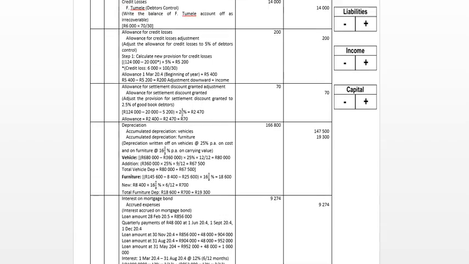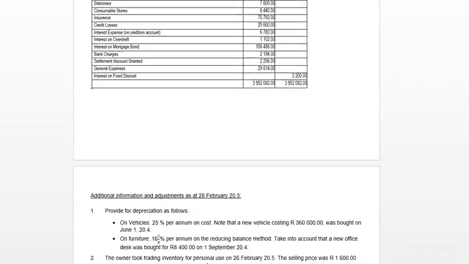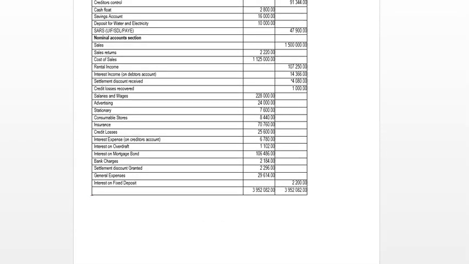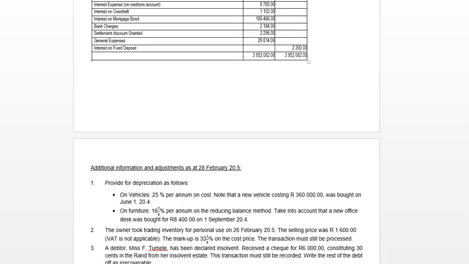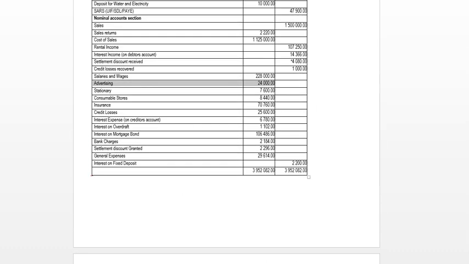So what were our other expenses? You just need to look at your trial balance. You need to input the values, and then if there's any adjustments, you need to make adjustments. So we had salary and wages of 228,000 Rand. We had advertising of 24,000 Rand. We had stationery of 7,600 Rand, consumable stores, insurance, credit losses, interest expense.